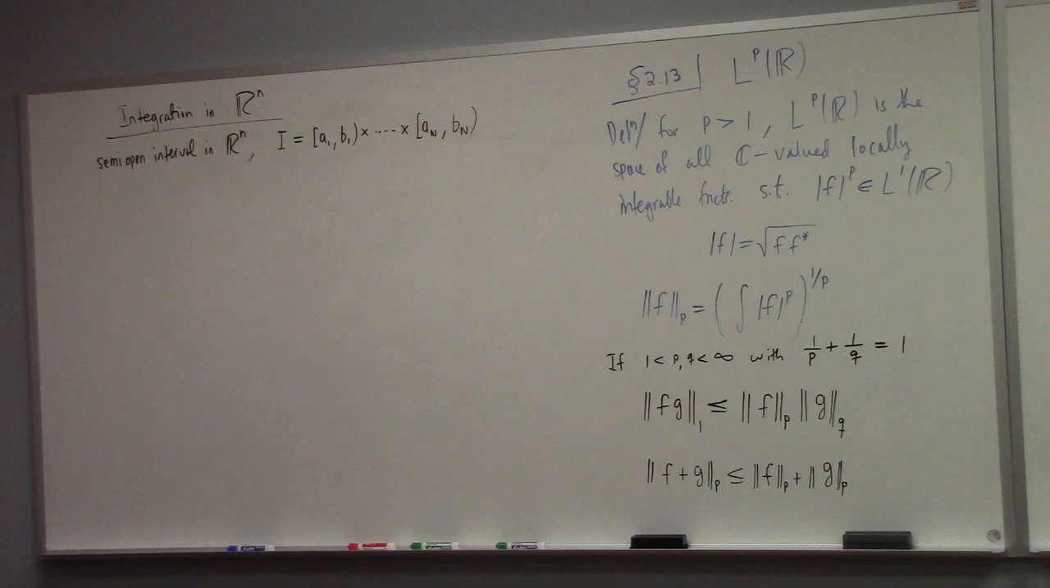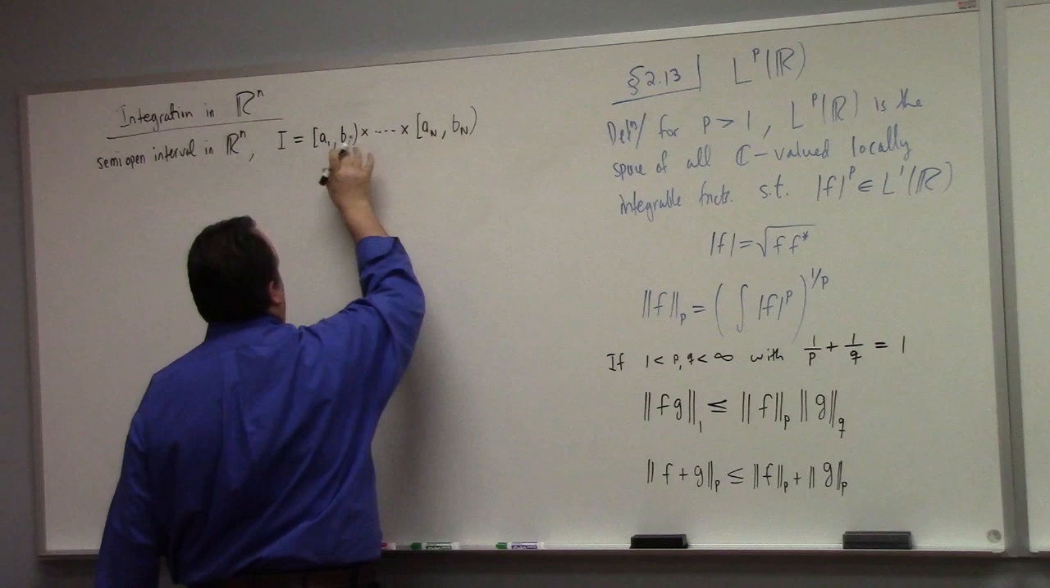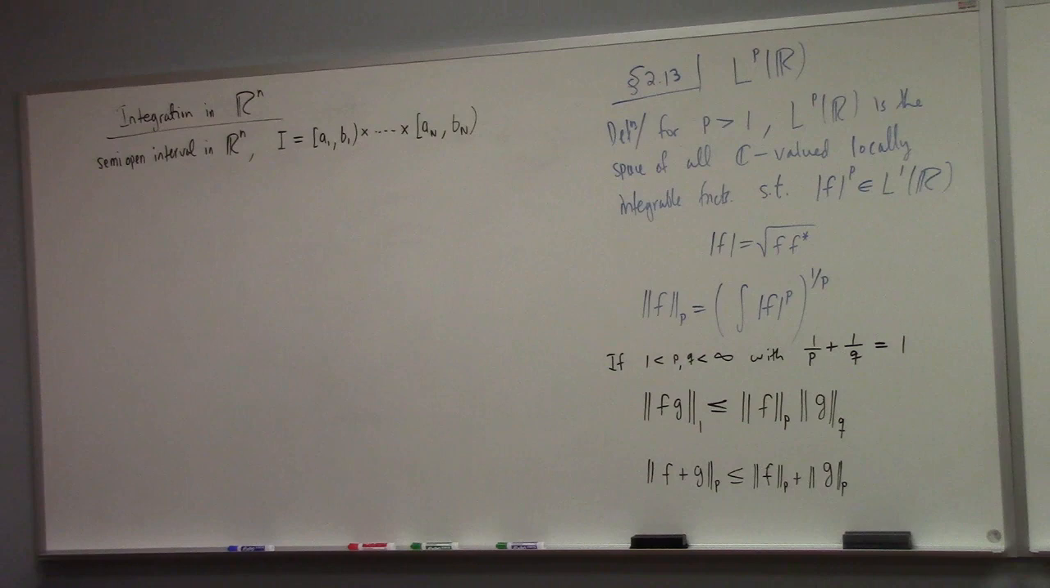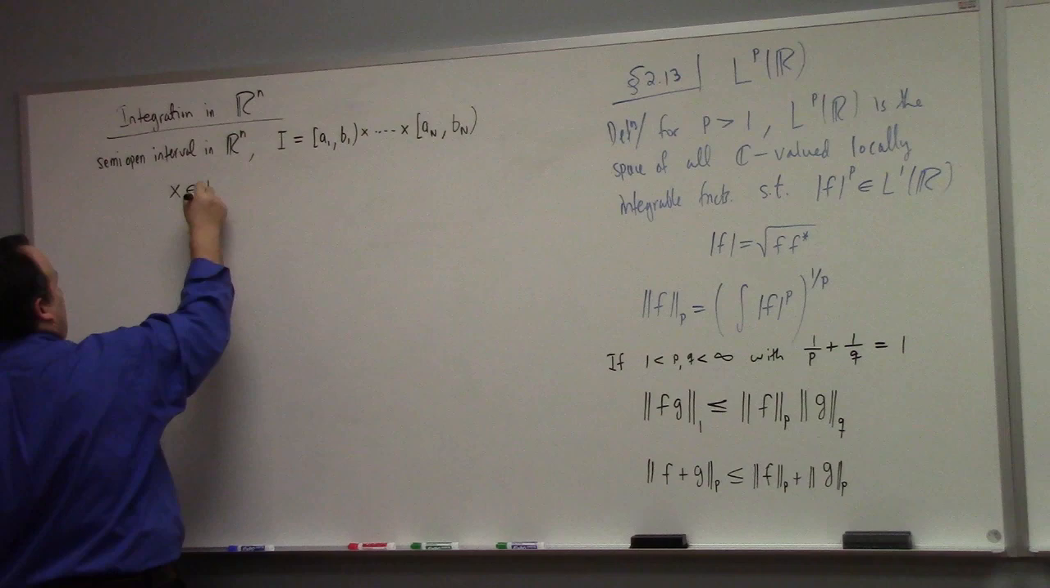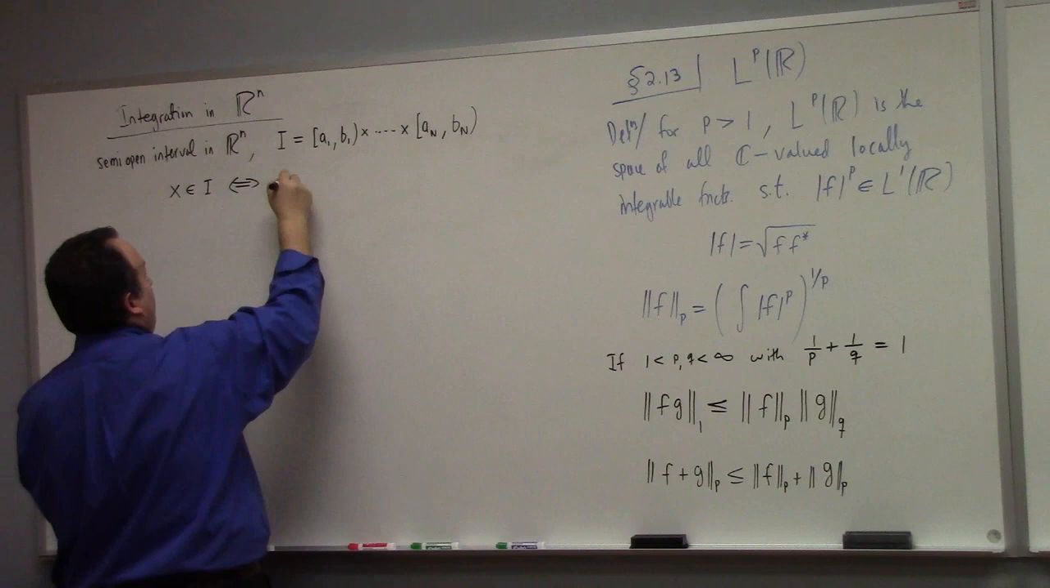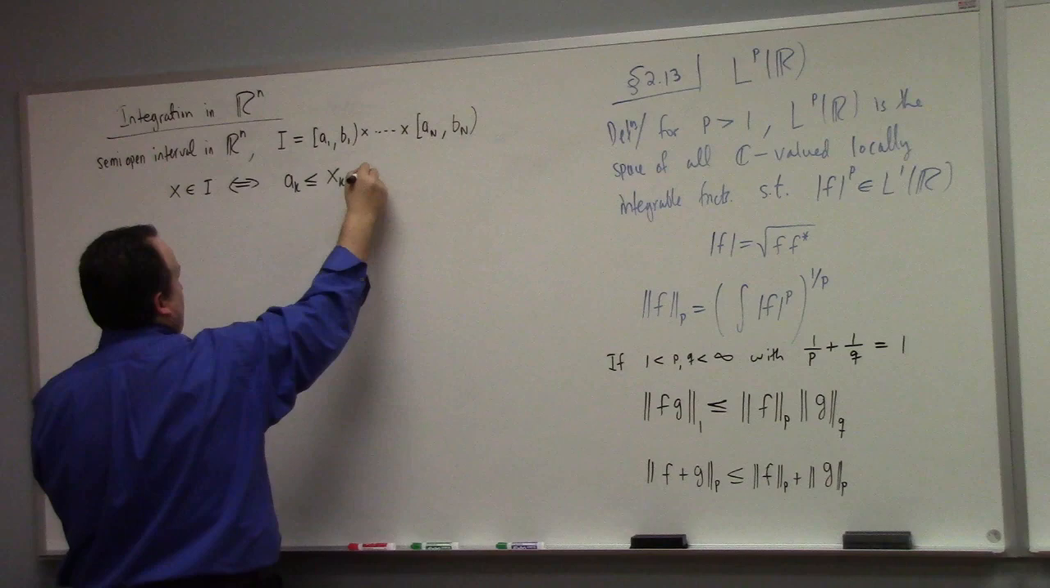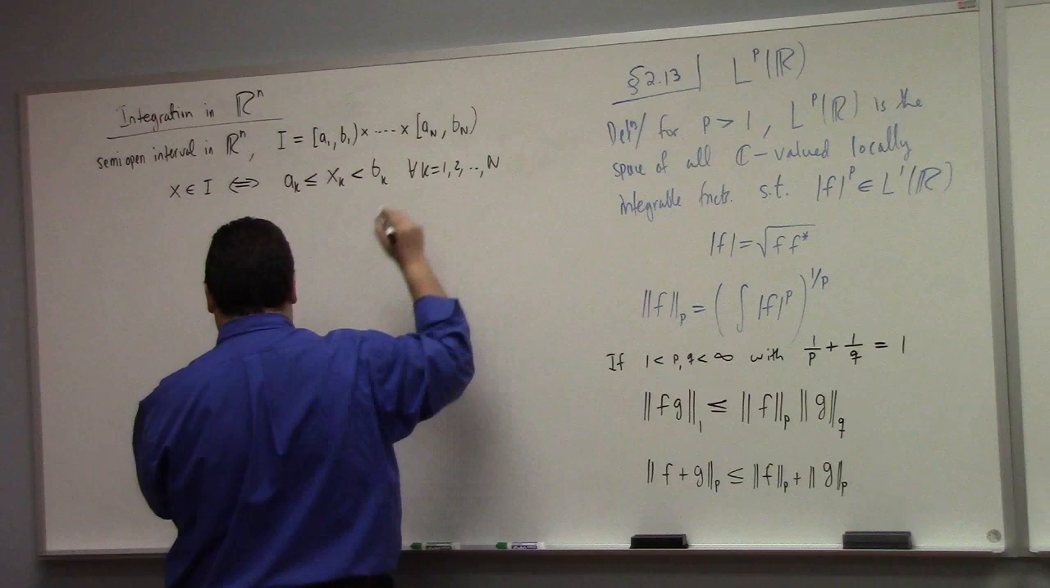But this is a semi-open interval in Rn. You take the Cartesian product of n half-open, I guess we're calling it clopen, intervals. That's a Cartesian product there. And he points out that x, as a vector, is an element of I if and only if a sub k is less than or equal to x sub k is less than b sub k for all k equals 1, 2, up to n. All right, great.